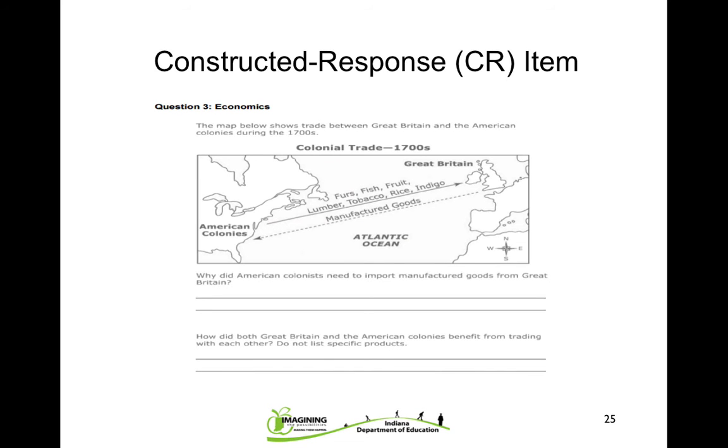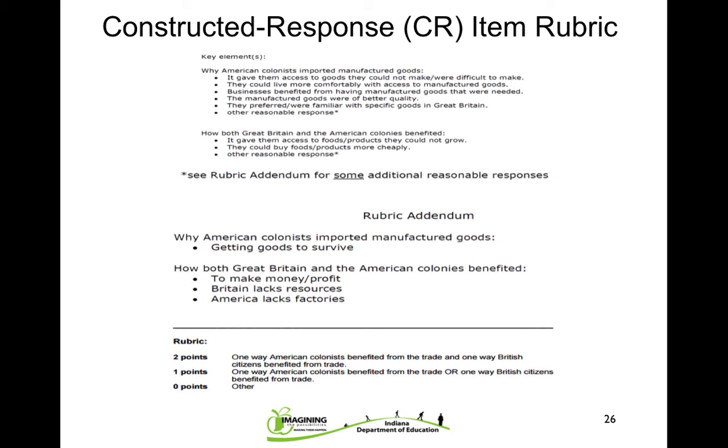In ISTEP Plus Social Studies Part 1, students are asked to respond to 3 constructed response items. An example of a Grade 5 Social Studies constructed response test item is shown on this slide. An example of a Grade 5 Social Studies constructed response rubric is shown on this slide. As you can see, the rubric requires specific key elements that students must describe or explain in order to earn both points.